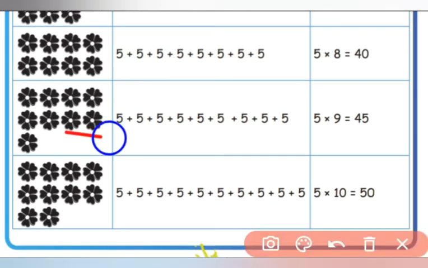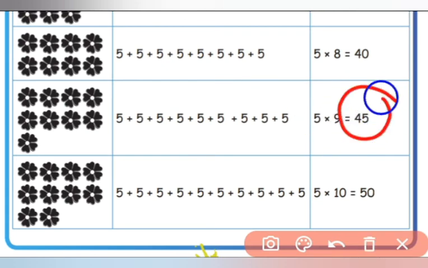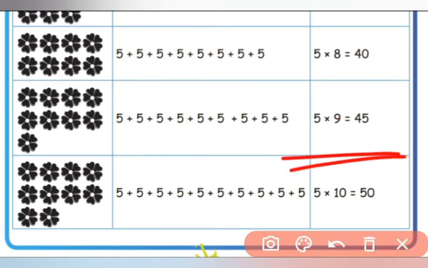Next, 9 times 5. The number of petals is 5, 9 flowers, the total number of petals is 45. So, the multiplication fact is 5 into 9 is equal to 45.